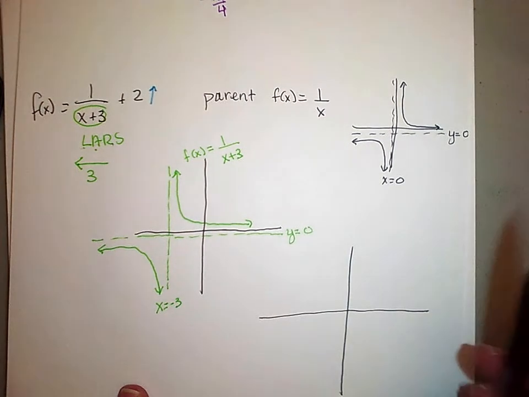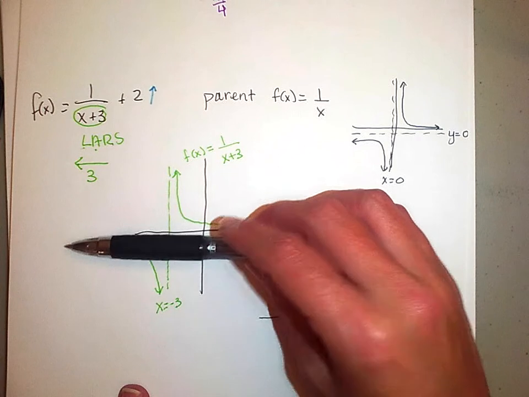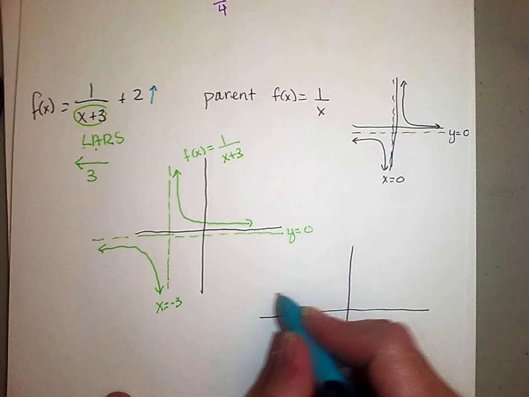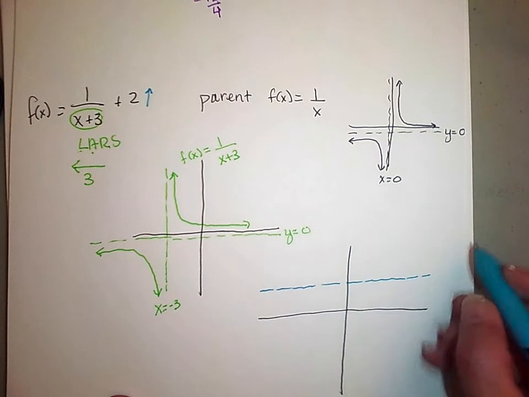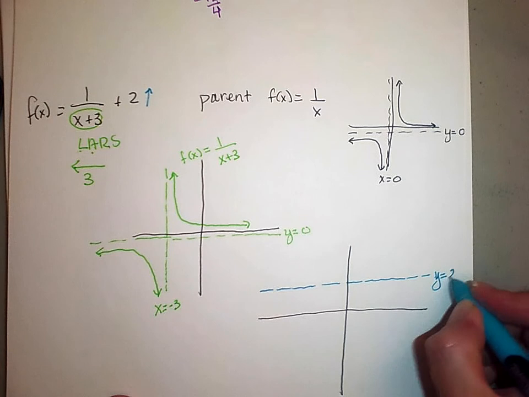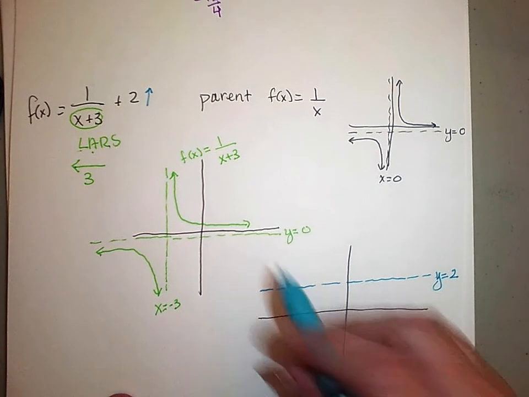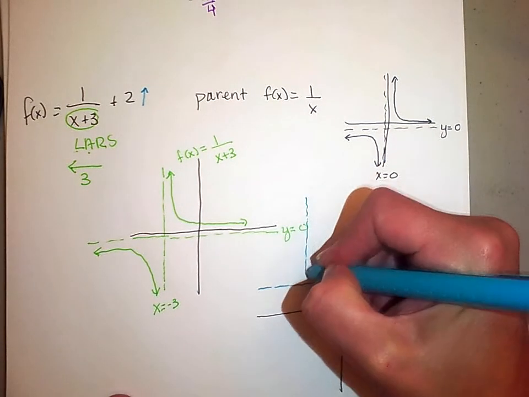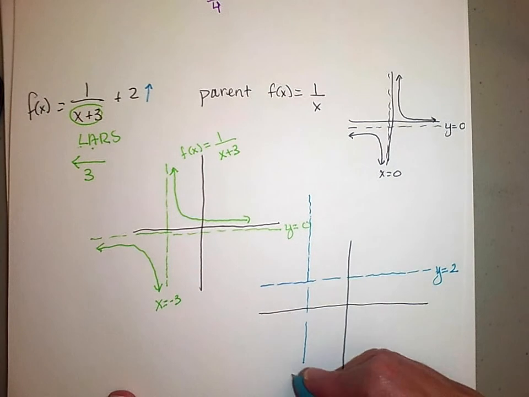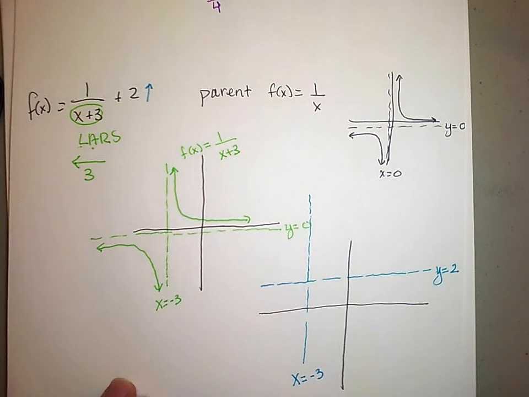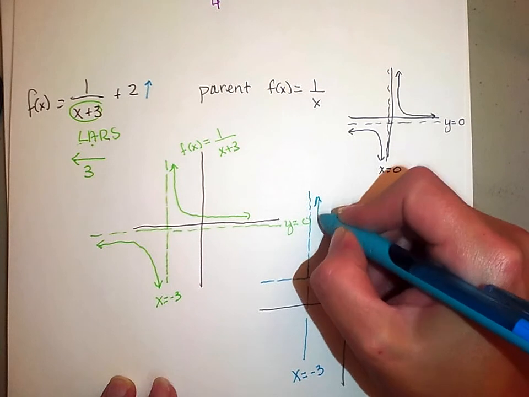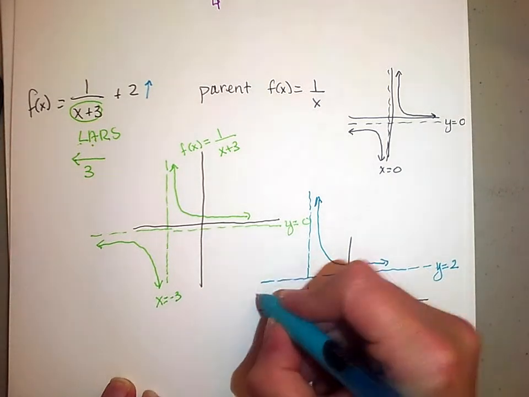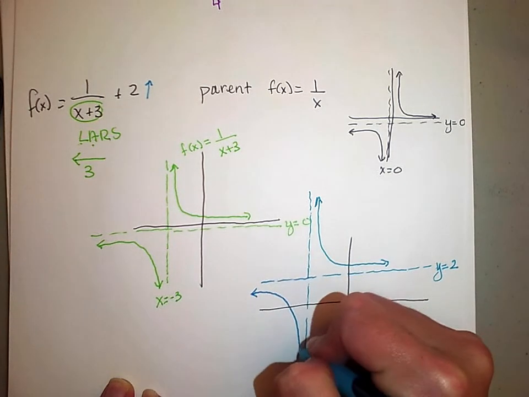But we have to deal with this translation now of shifting everything up 2 units. So if I shift everything up 2 units, the horizontal asymptote must also go up 2 units. So now instead of the equation being y equals 0, it's y equals 2. Shifting the vertical asymptote up and down doesn't do anything as far as moving its position. So it's x equals -3. And now the graph should look like so.